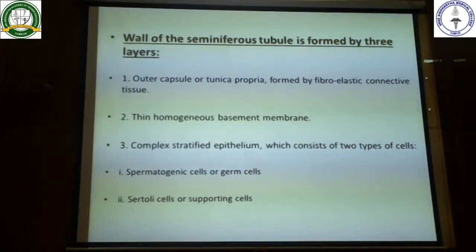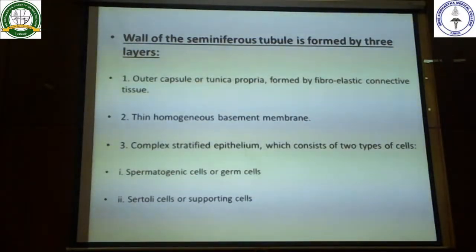One is the germ cells, or spermatogenic cells, which enter the process of spermatogenesis, and finally the sperms are released from the seminiferous tubules. The second is the Sertoli cells, or supporting cells, which provide support and nourishment to the developing spermatozoa until they are completely developed into sperms. They get detached from the Sertoli cells once they are completely matured and ready to be released into the seminiferous tubules.